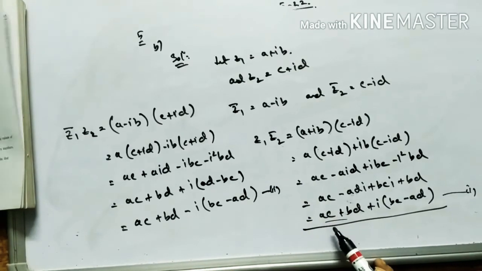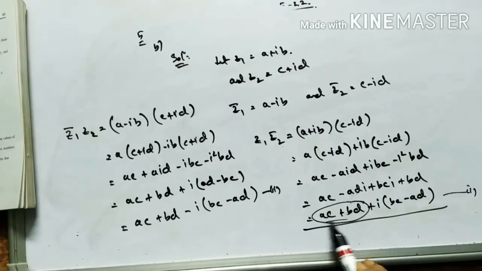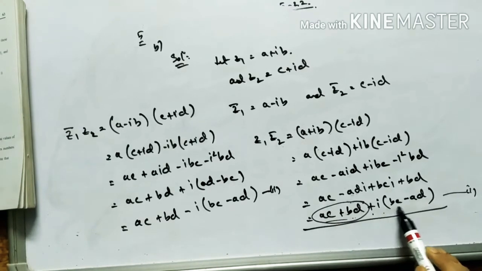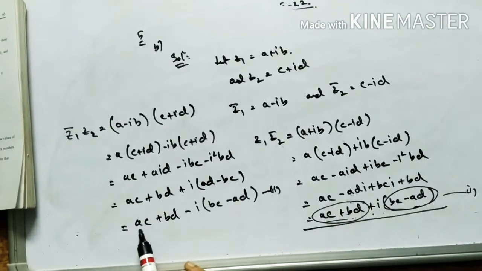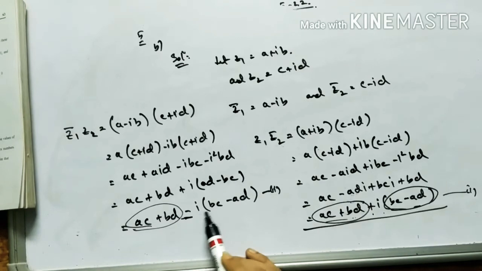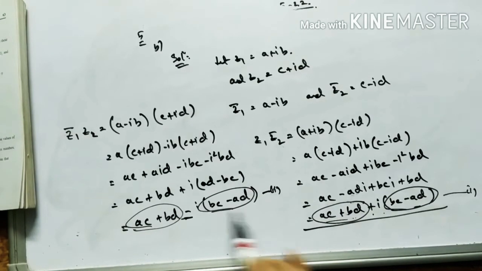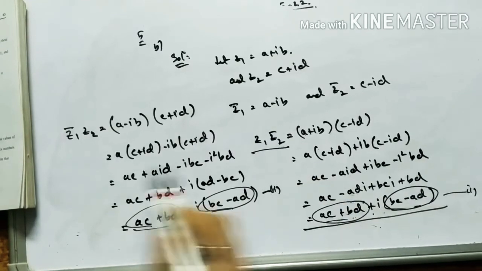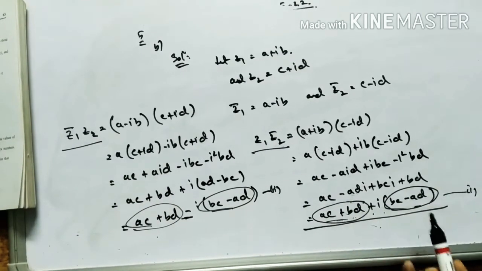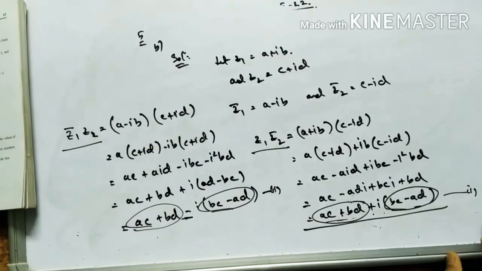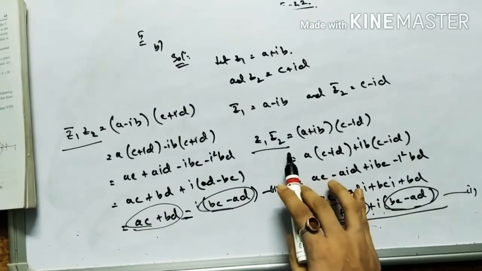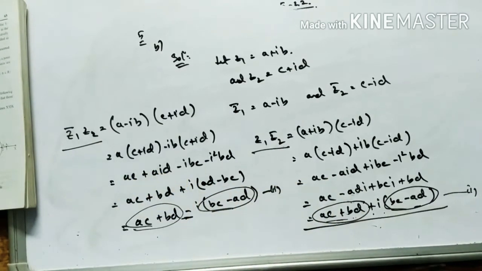So what did I get? This is the real part. ac plus bd plus i(bc minus ad), and this is ac plus bd minus i(bc minus ad). Yes, these two are conjugates. Yes or no? Z1 into Z2 bar and Z1 bar into Z2 are conjugates. So I can say that from equation 1 and 2, Z1 into Z2 bar and Z1 bar into Z2 are conjugate of each other.